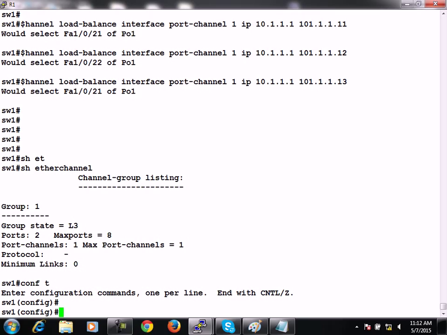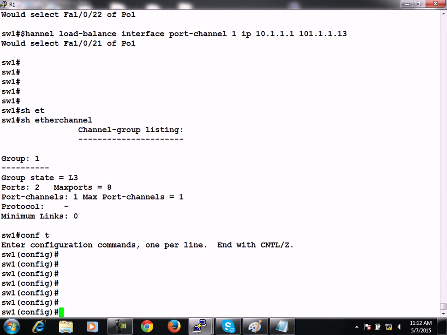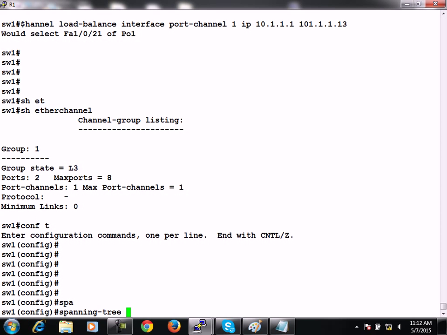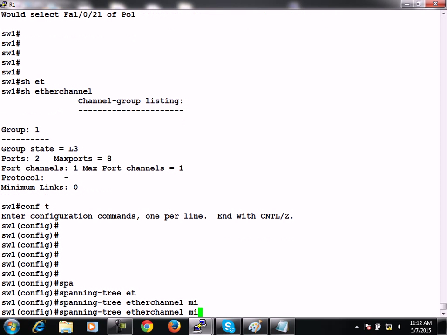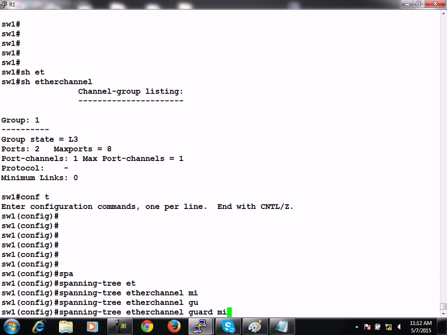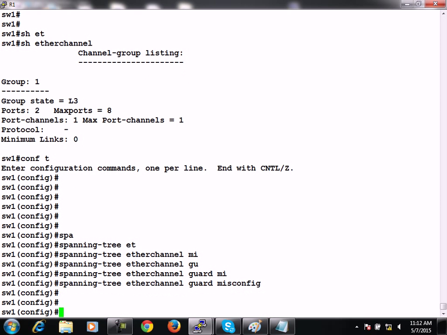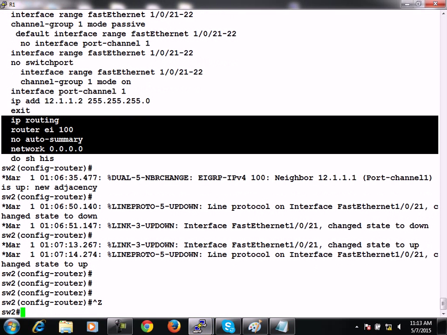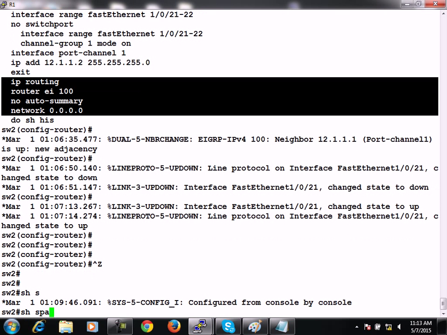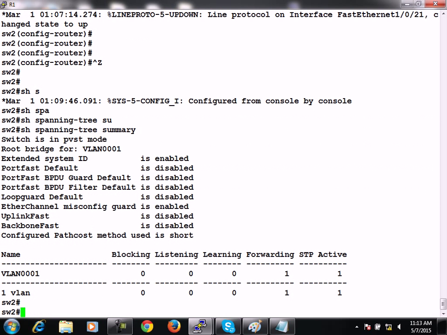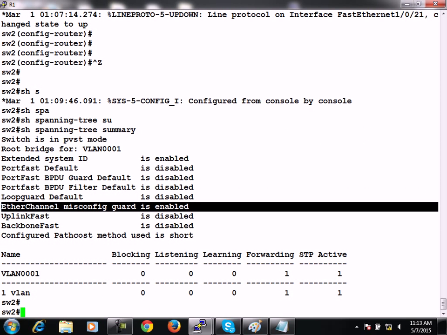Fine. Okay, then after that we also have another STP feature for EtherChannel, which is spanning-tree etherchannel guard misconfig. We can also enable this misconfiguration guard, however it is enabled by default. This misconfig guard is enabled by default in STP. Let me show you. Here I enabled it, but you can move on to switch 2, and let me show you here. Show spanning-tree summary. So EtherChannel misconfig guard must be enabled.